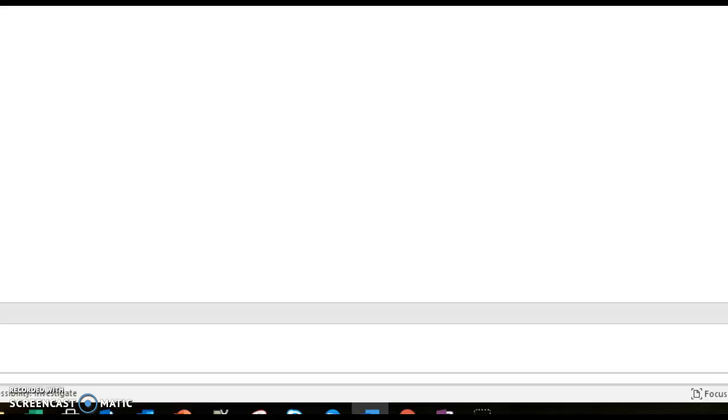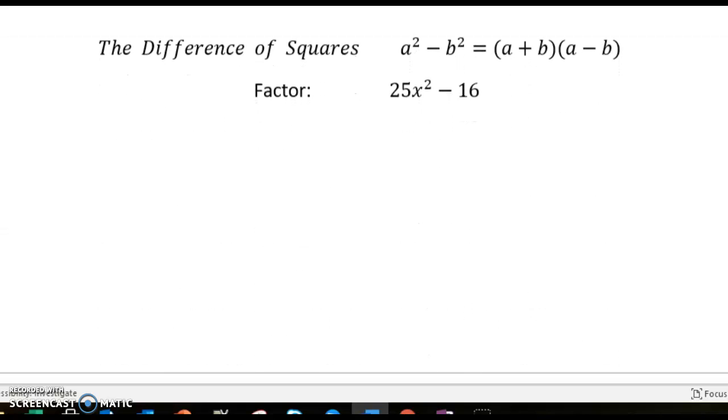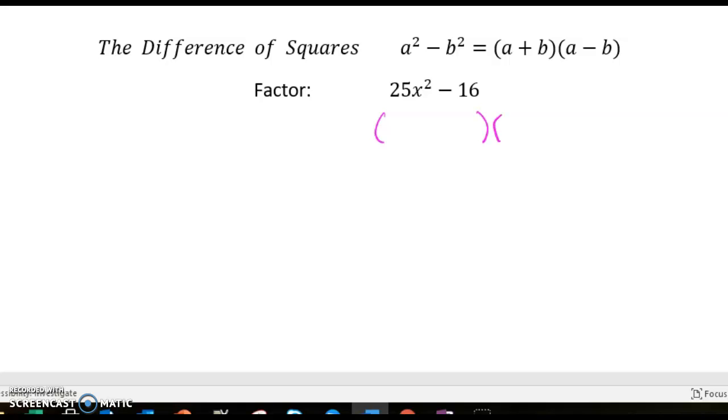The next one I wanted to show you guys is the difference of squares, when you have a perfect square minus a perfect square. It factors into the square root of 25x squared, or in other words, what times itself gives you 25x squared. That would be 5x times 5x gives you 25x squared. And the last number times the last number has to give us a negative 16. So we have a positive 4 and a minus 4.